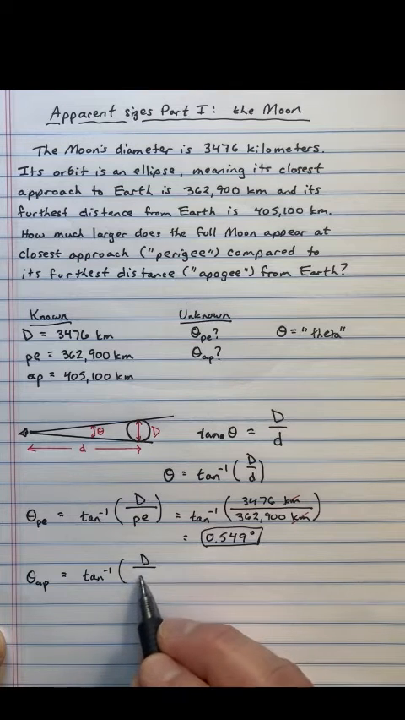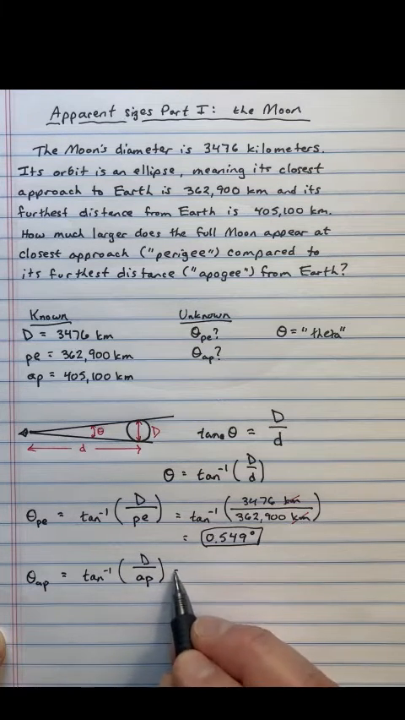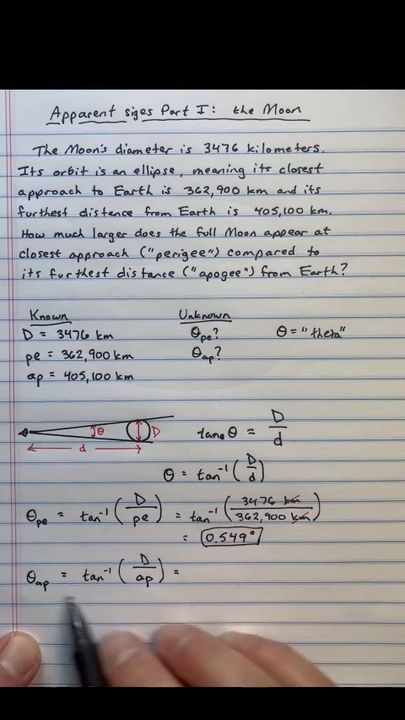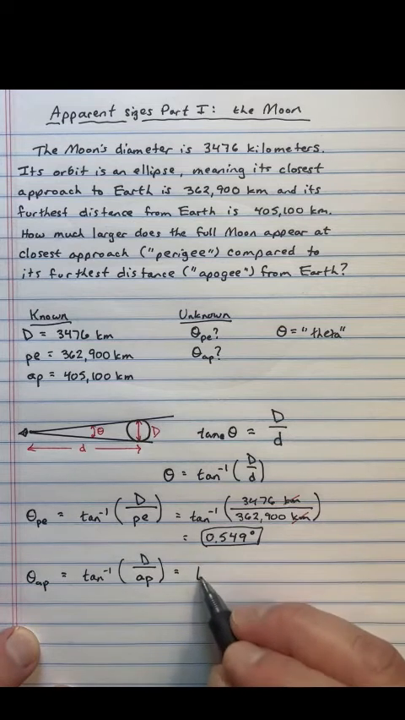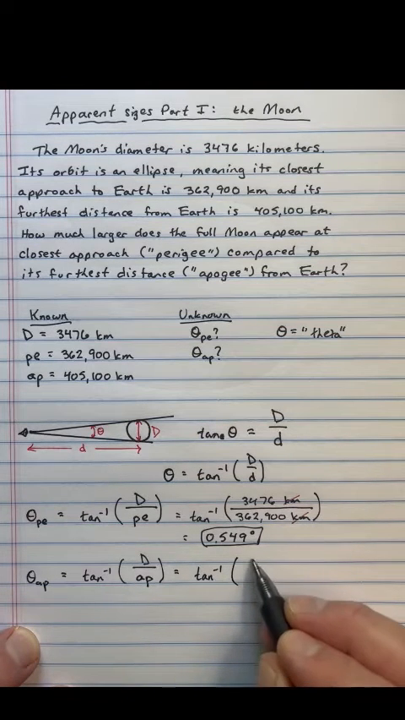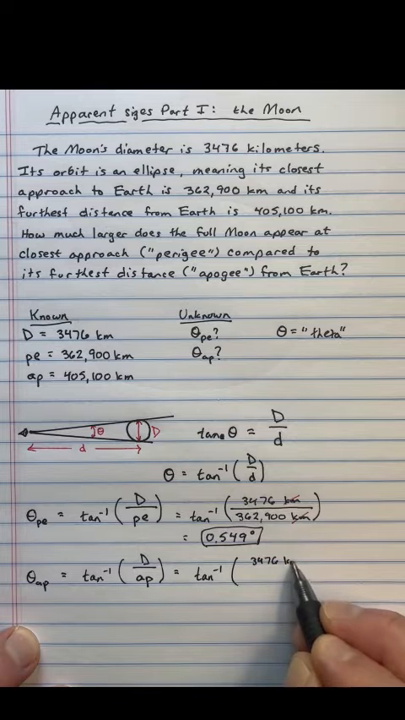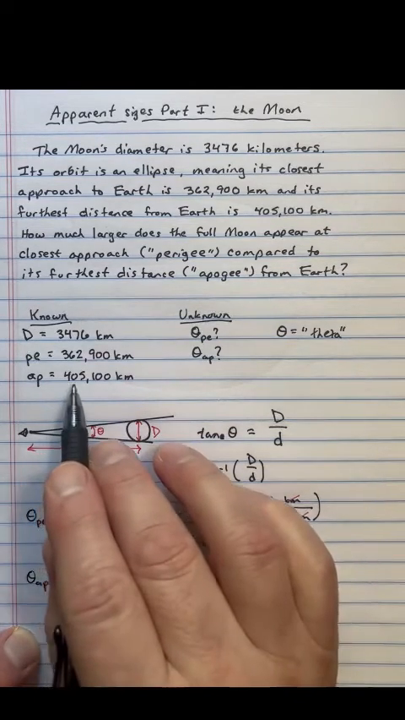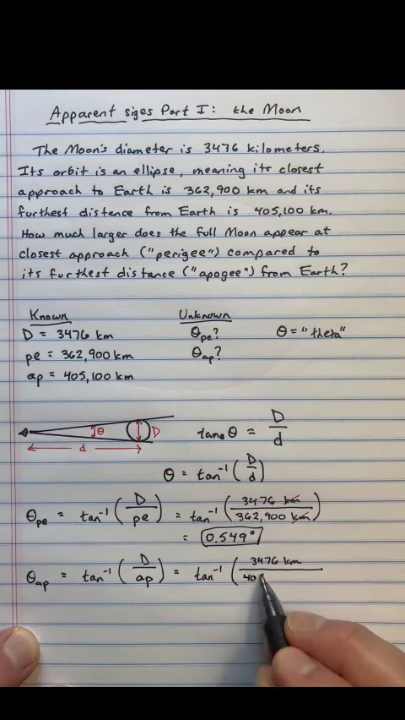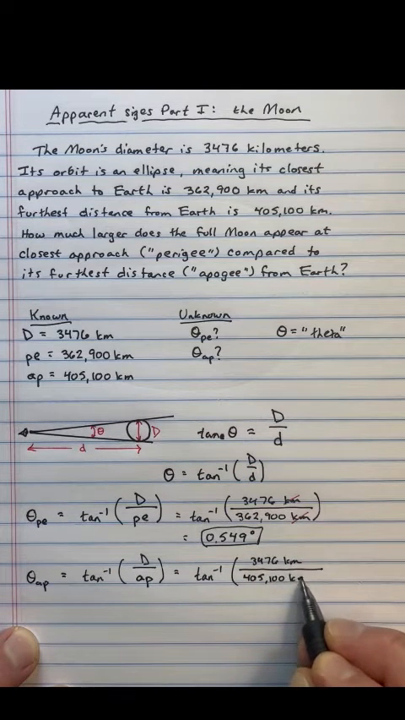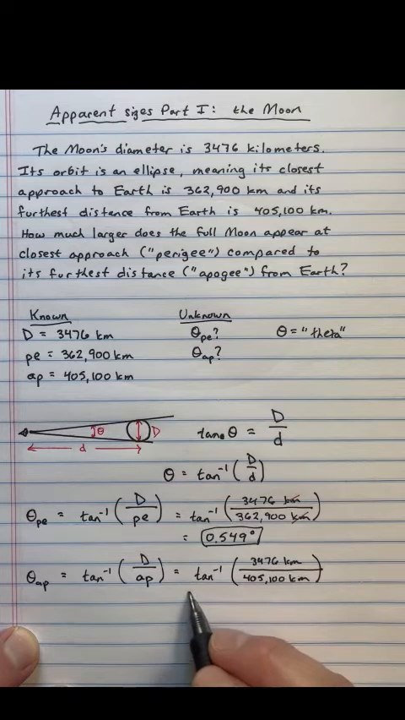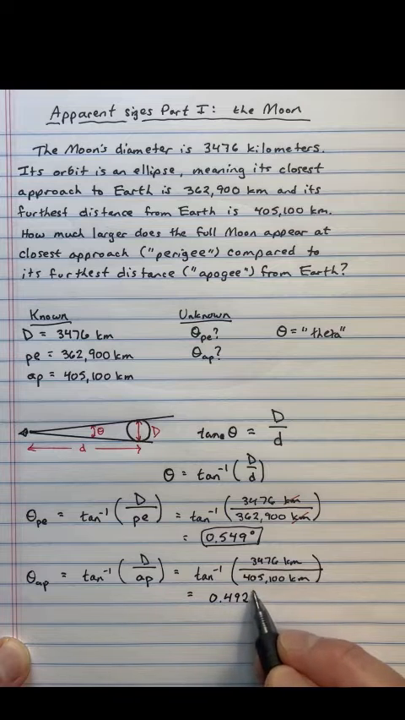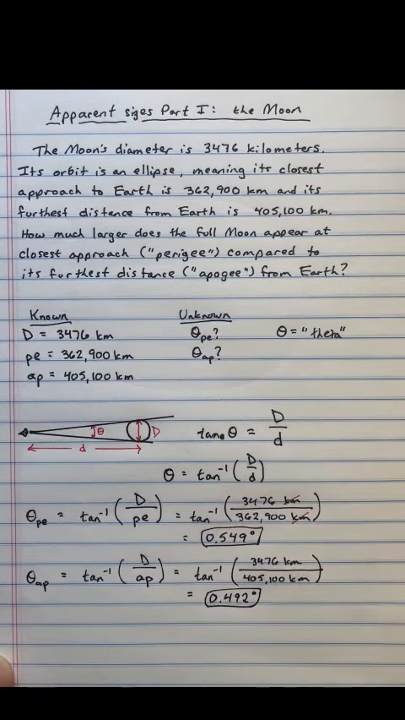And this will be inverse tangent of the diameter. Again, diameter is the same in all cases, so that doesn't change. But now it's the apogee distance. So notice how that works. Again, 3476 kilometers in the numerator, or the top, if you will. Apogee distance is 45100, so that's the number I use here. And in the case of apogee, just to shorten this up a little bit, I get 0.492 degrees.